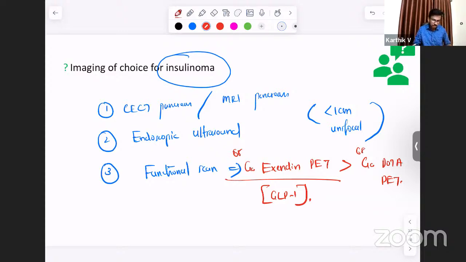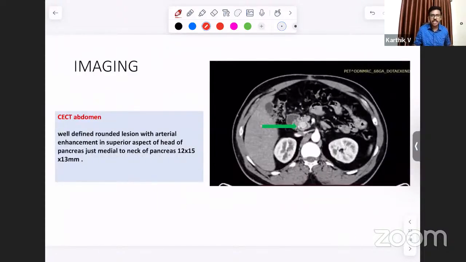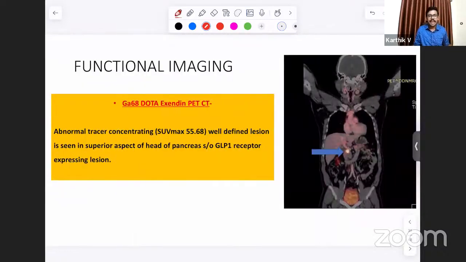Okay, so our patient, when he was subjected to CT abdomen, there was a rounded lesion with significant arterial enhancement. This very high arterial enhancement is actually specific for pancreatic neuroendocrine tumor. Medial to the neck of the pancreas, we identified a 1.2 by 1.5 centimeter lesion, and we then proceeded with the exendin PET scan.